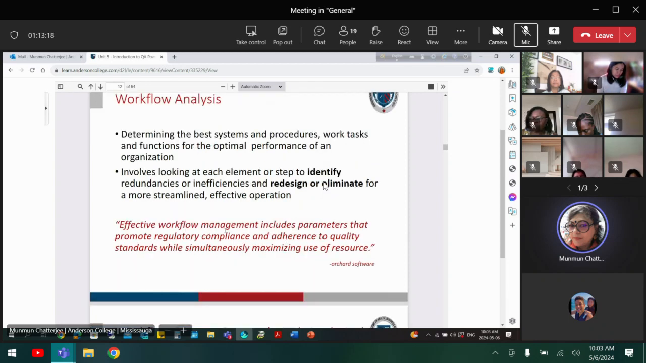So effective workflow management includes parameters that promote regulatory compliance. For example, you have to send some samples, and it's not only your responsibility. You collect the blood, you report it. That is to be sent within 15 minutes. You are not going to take it.